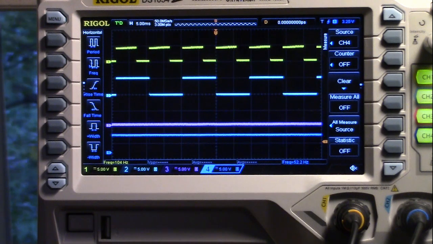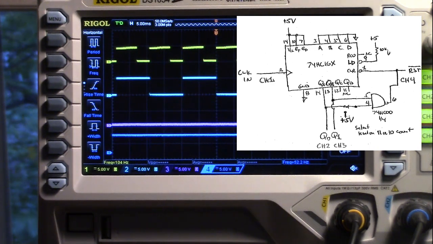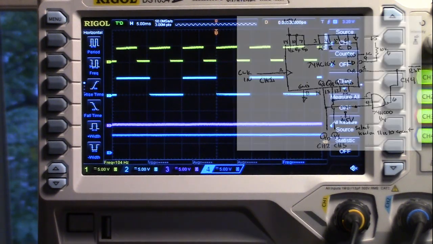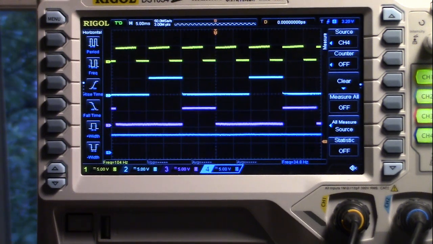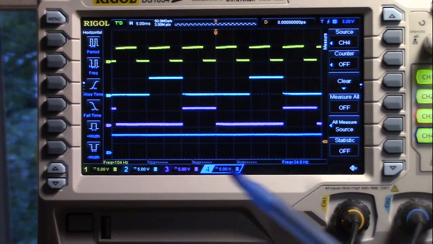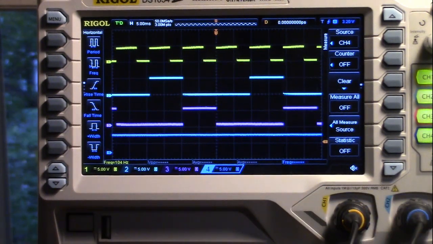Well, looking at the schematic, we see that instead of resetting when QB goes to 1, we can reset when both QA and QB go to 1, which is a count of 3. If we do that, and I can do that very easily by switching the NAND gate, now we've got an input frequency of 100 hertz and an output frequency of about 34 hertz. We now have a divide by 3.